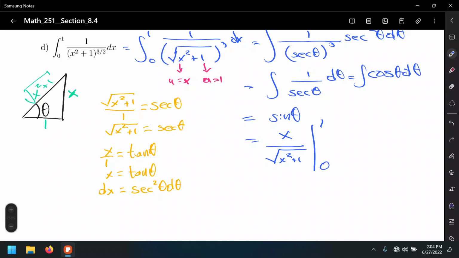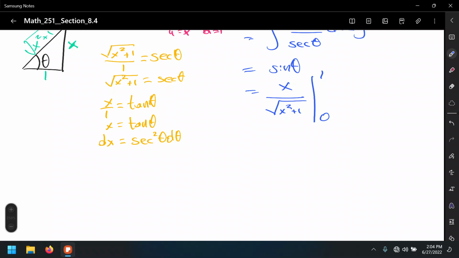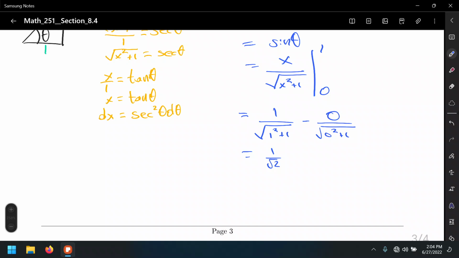So that's where I will incorporate back those limits of integration, because we're back to the world of x. And then from here, what is this? Fundamental theorem of calculus. So that's 1 over the square root of 1 squared plus 1, minus 0 over the square root of 0 squared plus 1. Well, so that's simply 1 over the square root of 2. The second term gets zeroed out. And in this case, you might want to rationalize the denominator to get square root of 2 over 2.